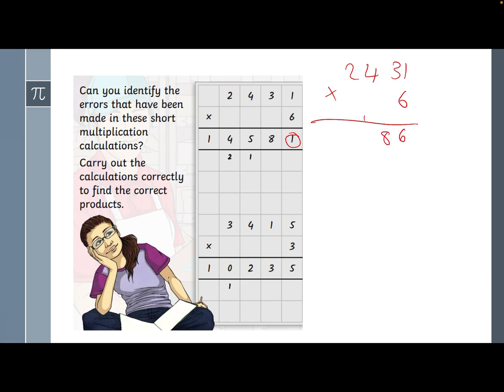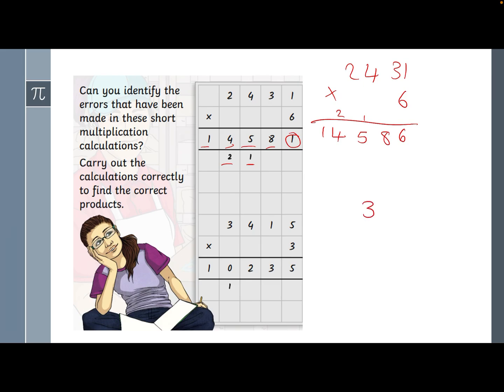Let's continue anyway. 6 times 3 is 18. Have they done that correct? 18. They've done that correct. 6 multiplied by 4 is 24. Add my 1 is 25. We've got 5 and 20. 25. That's correct so far. 6 times 2 is 12. Add my 2 is 14. That's 14 there. So it looks like it was just the fact that she recorded 1 multiplied by 6 by 1. And that can happen. When we're trying to work at pace, we make all these silly errors. But this is why we practice.